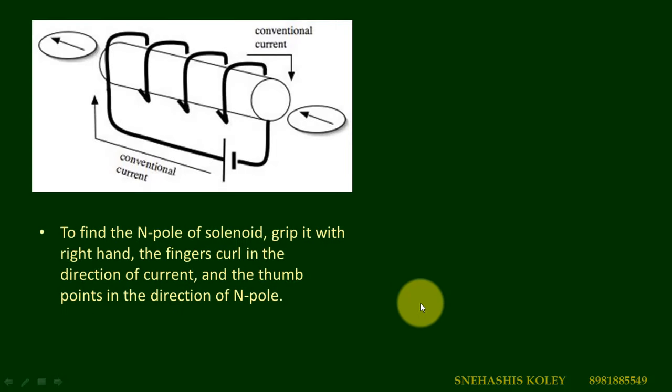In this figure, this is a solenoid. If a conducting wire is wound in the form of a cylindrical coil whose diameter is small in comparison to the length of the coil, then this type of coil is known as a solenoid. It looks like a helical spring.